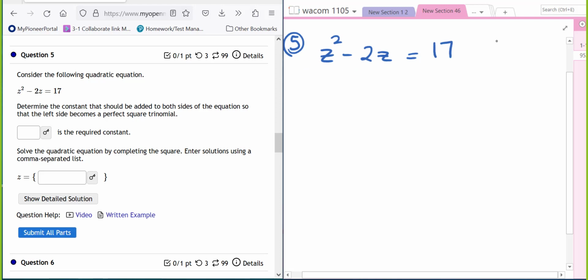So we're going to take a half times the coefficient of what would be the middle term, so the b. So half times -2 gives us -1. Square it. And 1 is what we're going to add to both sides to make a perfect square trinomial.